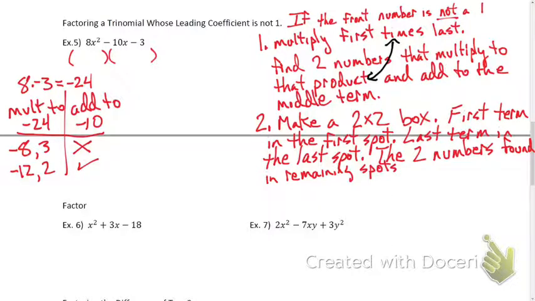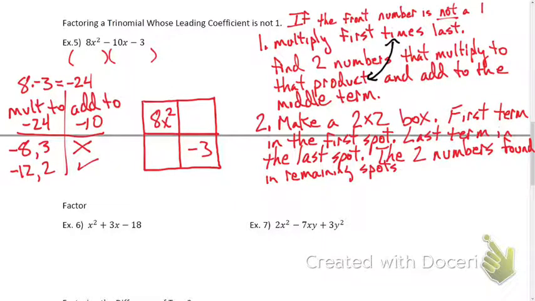All right, so let's make this box. There we go. First term in the first spot. Last term in the last. I found negative 12 and 2. It doesn't matter which two you put them in. You can mix it up. Technically, you're supposed to have an x on those numbers, so you can put an x in there if you want, but I don't think you have to. I think you're going to be fine.